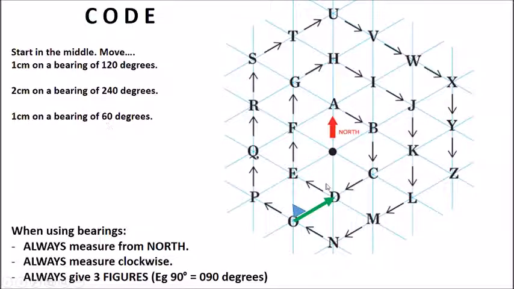And then finally, I'm on D, but I would like to get to E. So how am I going to do it? So remember, I start measuring from north, and I have to go clockwise. So north and clockwise, it's 60, 120, 180, 240, 300. So it's nearly a full turn. So I'm going all the way around, which is 300 degrees, and I'm travelling 1 centimeter. Right? So these are my instructions to spell out the word code.